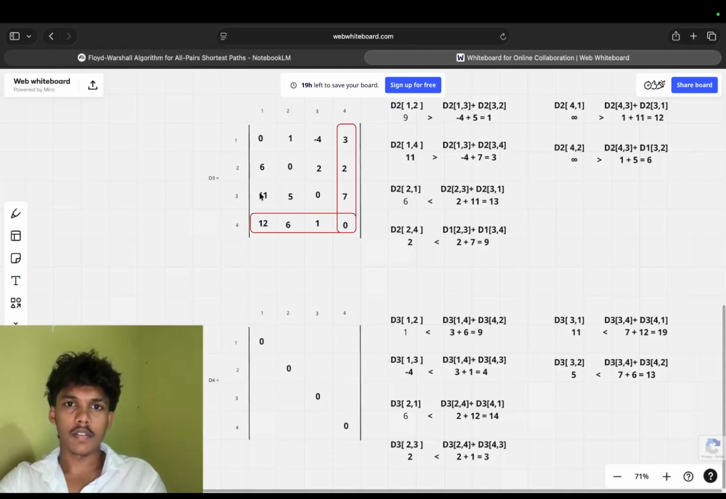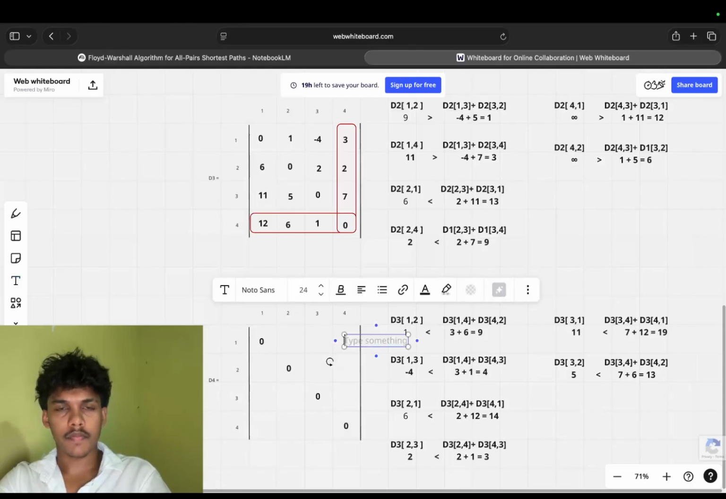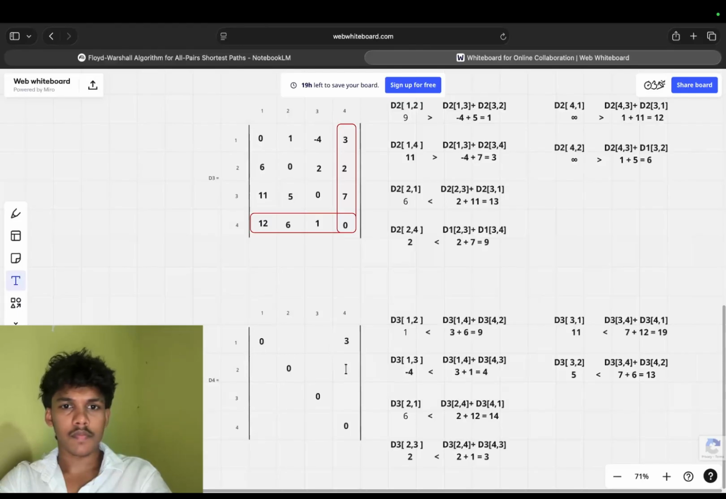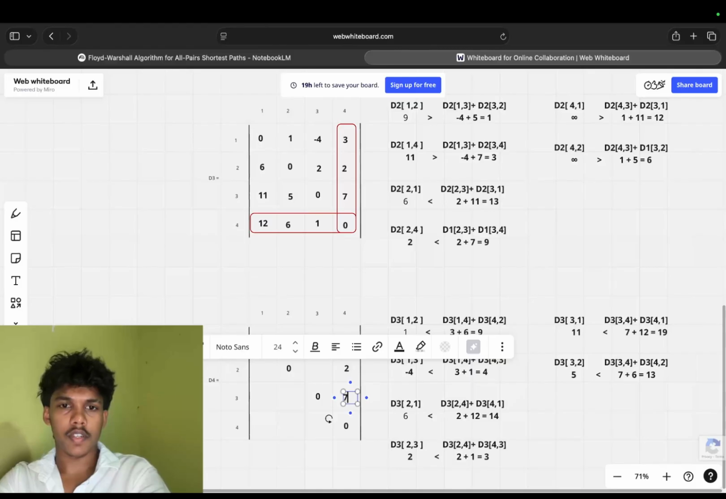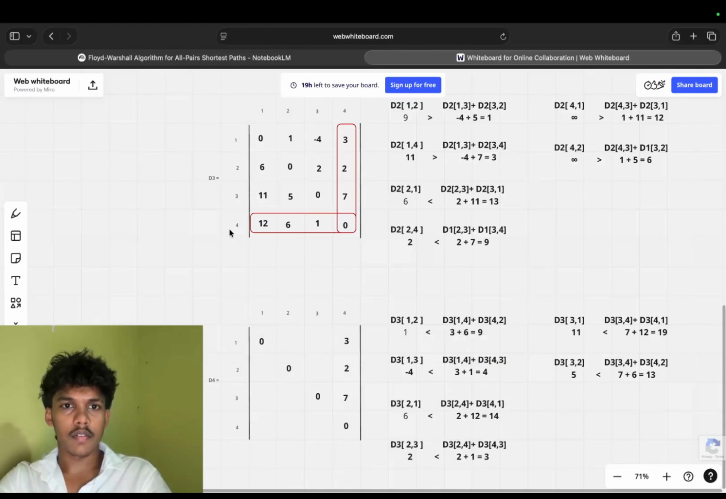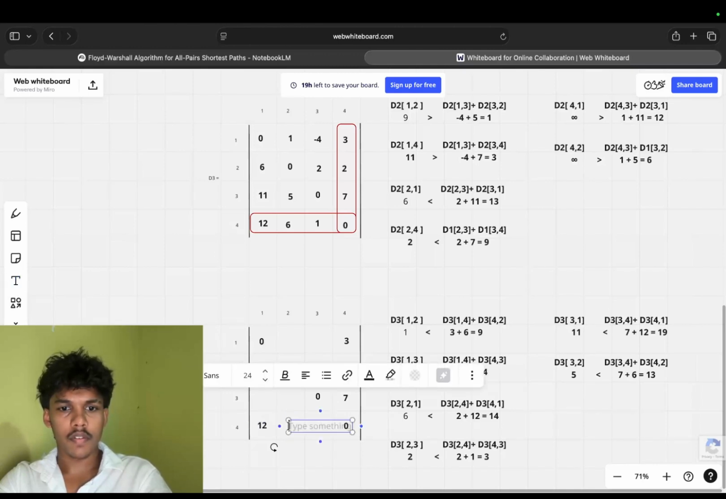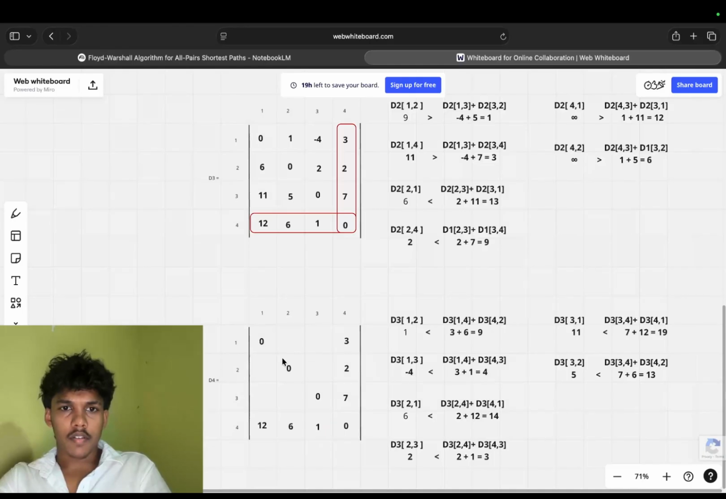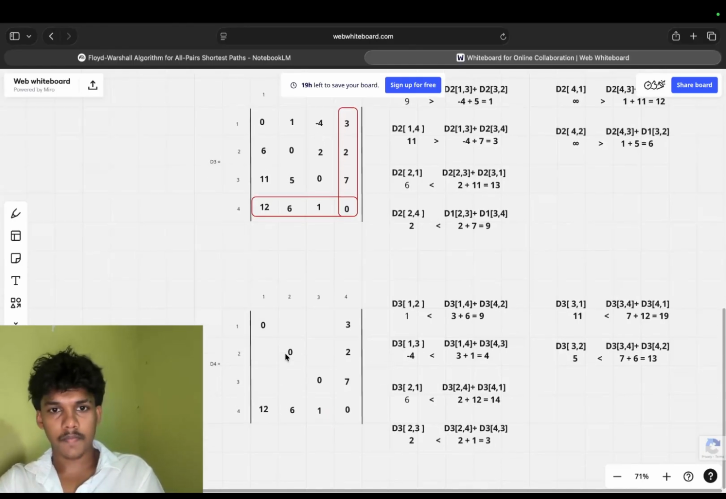Okay, then the working row and working column: 3 2 7, then 12 6 1. Okay, now let's fill out this matrix.